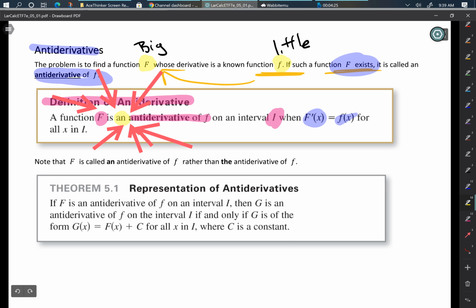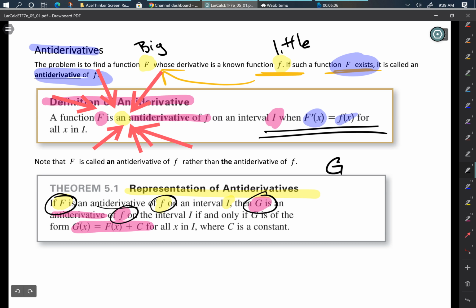All right, so representation of antiderivatives. If big F is an antiderivative of little f on some interval, and big G is also an antiderivative on that same interval, then F and G only differ by a constant. All right, let's take a second and see if we can figure this one out. We are going to be given a single little f. And two different people are going to find antiderivatives. One person's going to find big F, another person's going to find big G. They are both going to be antiderivatives because they're going to fit this definition.